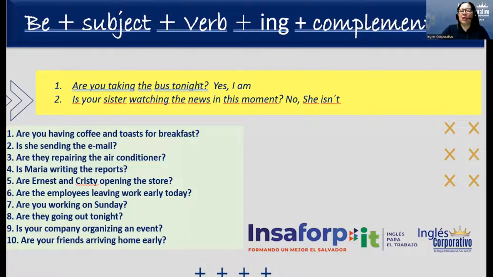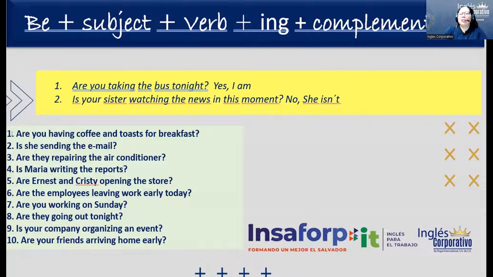Are you taking the bus tonight? Yes, I am. Okay. Entonces, vamos a seguir todas las reglas del verbo to be para contestar. Miren. No vamos a decir, yes, I taking, ¿verdad? No. Yes, I am. ¿Qué es lo que vamos a usar? El verbo be. Okay. Is your sister watching the news in this moment? No, she isn't. Miren, el verbo be.